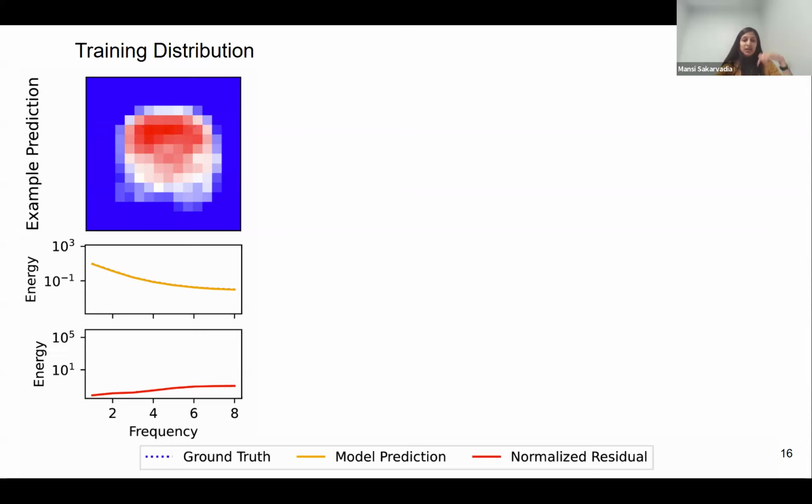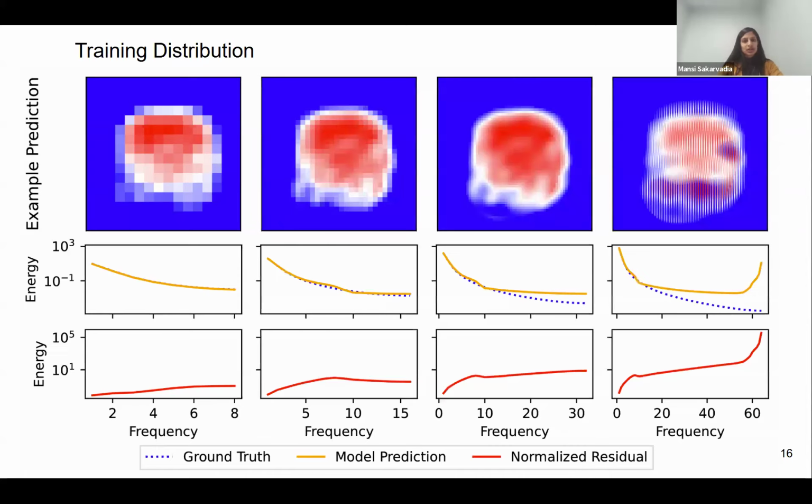We can also see another version of that plot in the bottom row, which is simply the difference between the model prediction spectra and the ground truth spectra, normalized by the ground truth spectra. So that's telling you how much error there is at each frequency. And we want error to be low, as close to 0 as possible. And so we're getting pretty low error, and that's good.